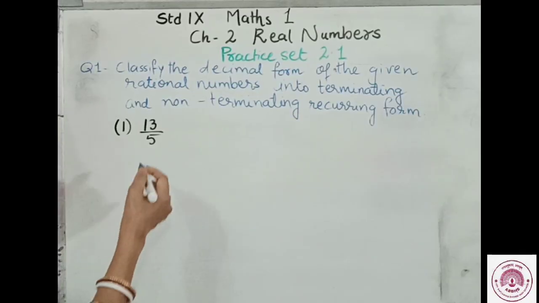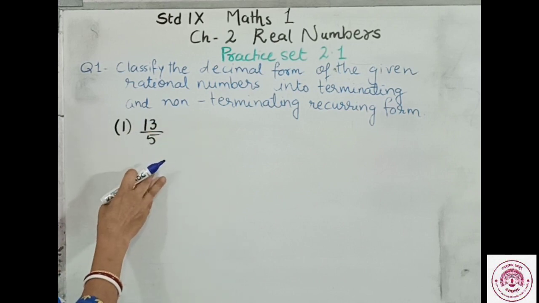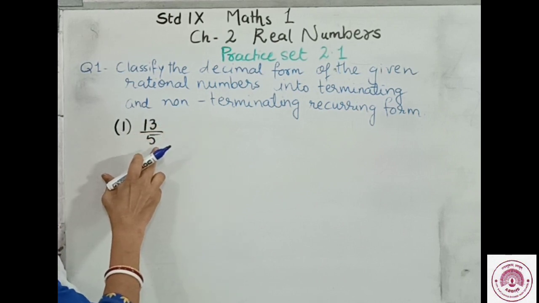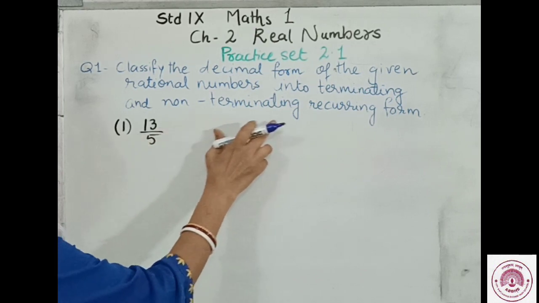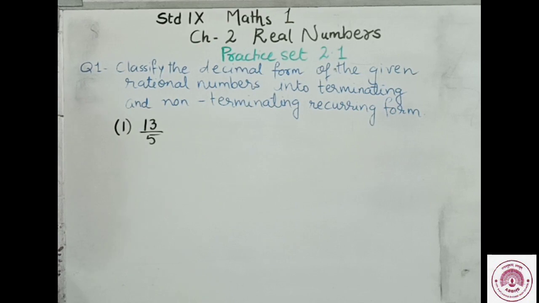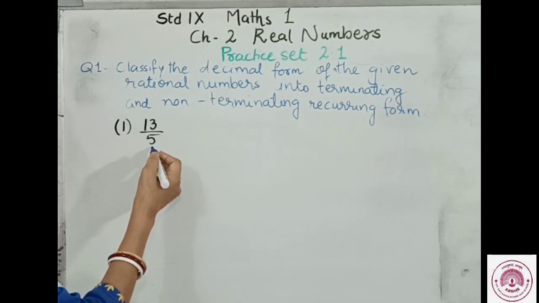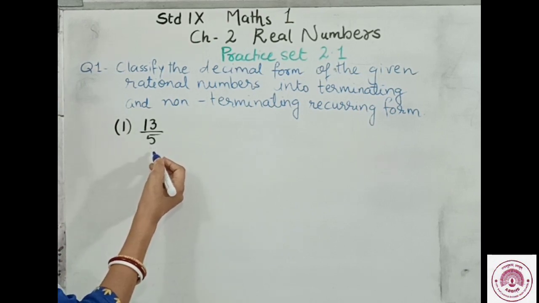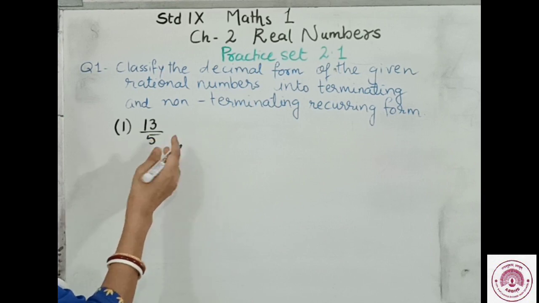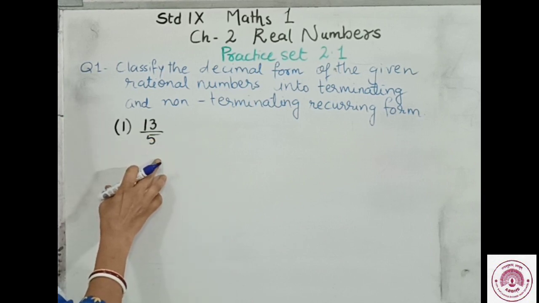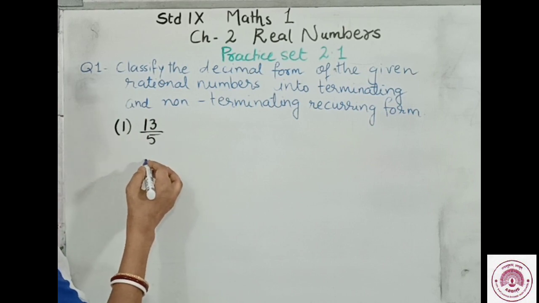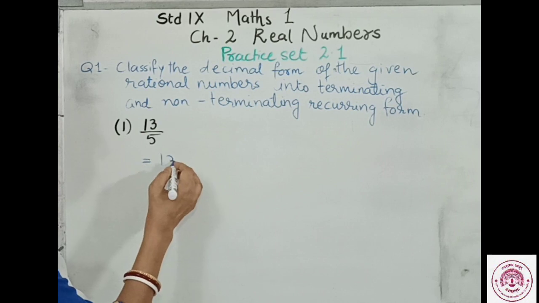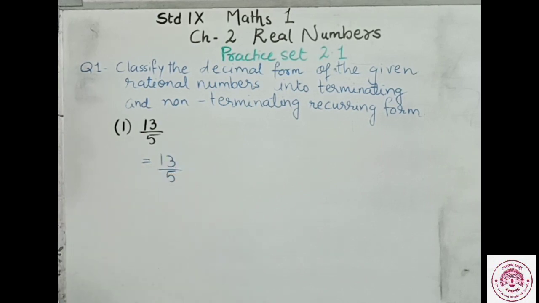The first question is 13 upon 5. Now to find out whether 13 by 5 has a terminating form or non-terminating recurring form, we have to find out the prime factors of the denominator. The prime factor of the denominator is 5 only, because it is a prime number. So 13 upon 5 stays 13 upon 5, because the prime factor of 5 is 5 only.